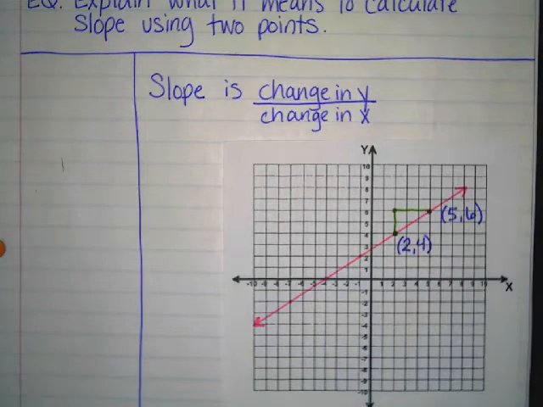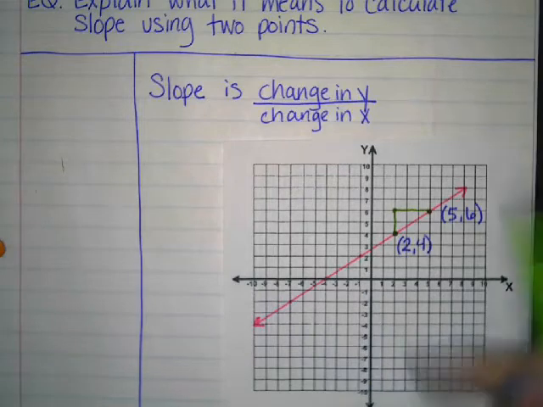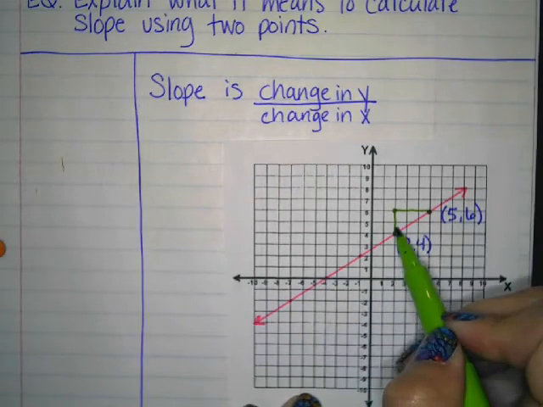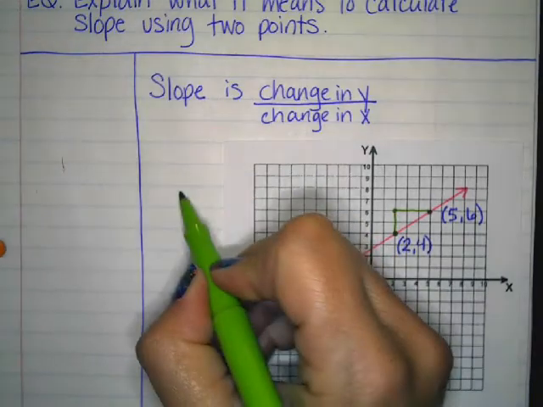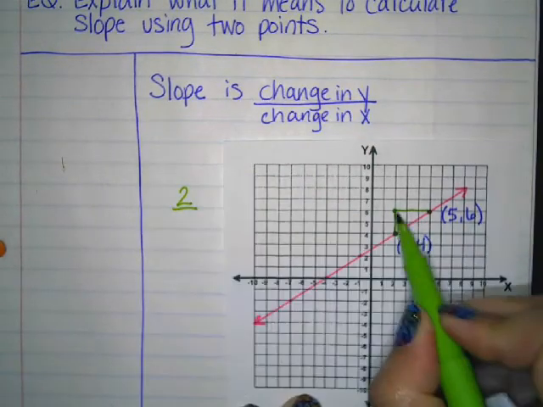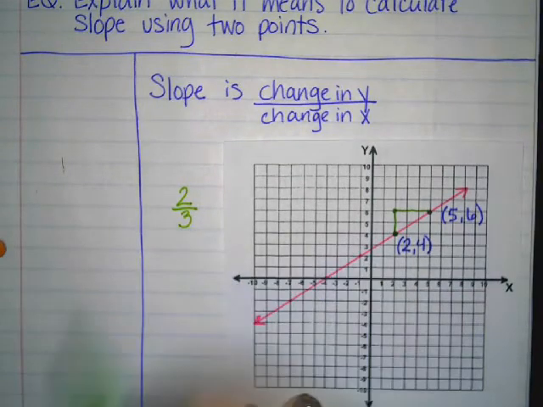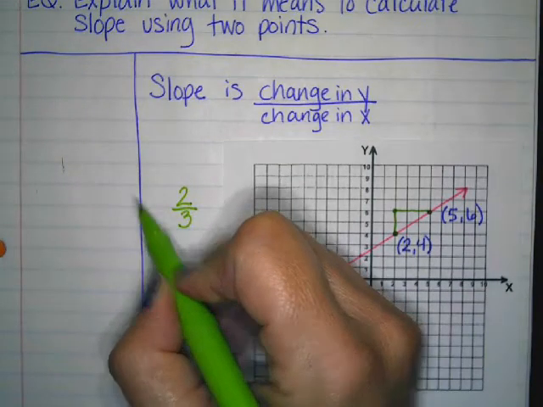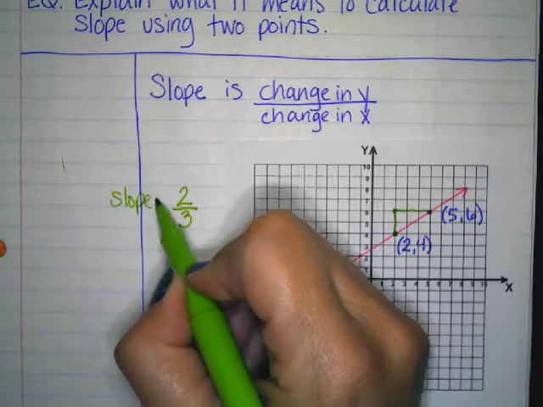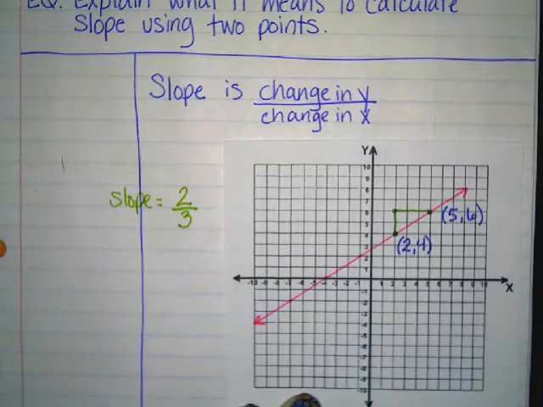So we could go ahead and find the slope of this line by counting our slope triangle. If we did that, starting at the first point, we would go up 2 units. So my change in y would be 2, and we would go over 3 units. The change in x is 3. So my slope would be equal to 2/3. Now we know how to do that.